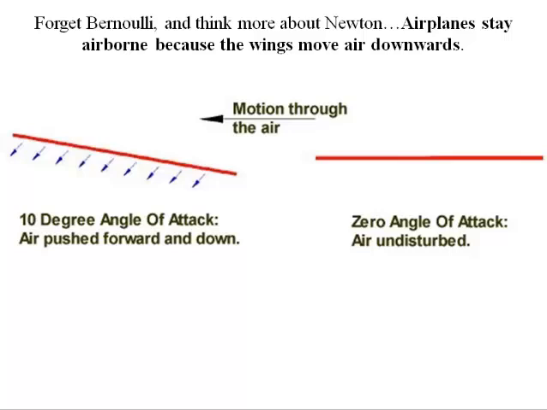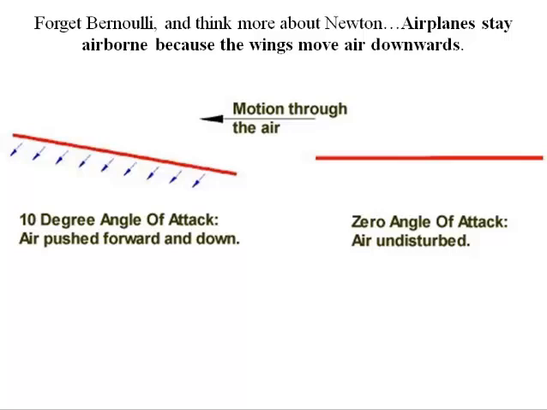So he says then what you need to do is forget about Bernoulli, at least for a while. He says basically airplanes stay airborne because the wings move air downwards. And then he says, read that again. Airplanes stay airborne because the wings move air downwards.